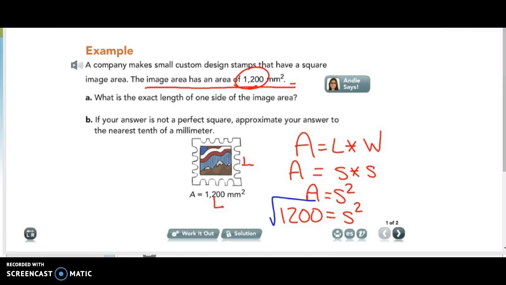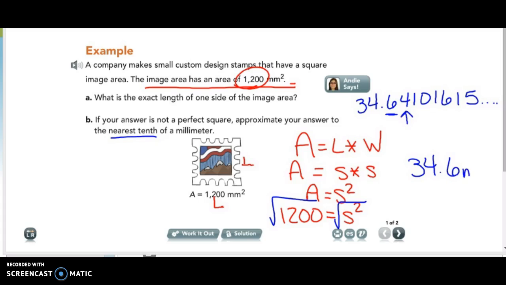So I'm going to square root this side and square root this side. When I square root it, I'm going to find that my square root is 34.64101615, and it's just going to keep going. And it tells me that if it's not a perfect square, go to the nearest tenth. Well, this right here is the nearest tenth, so the hundredth is going to tell me if it's going to go up or stay the same. And we know that 5 or up, we give a shove, 4 or below, we leave alone. So I have 34.6 millimeters.